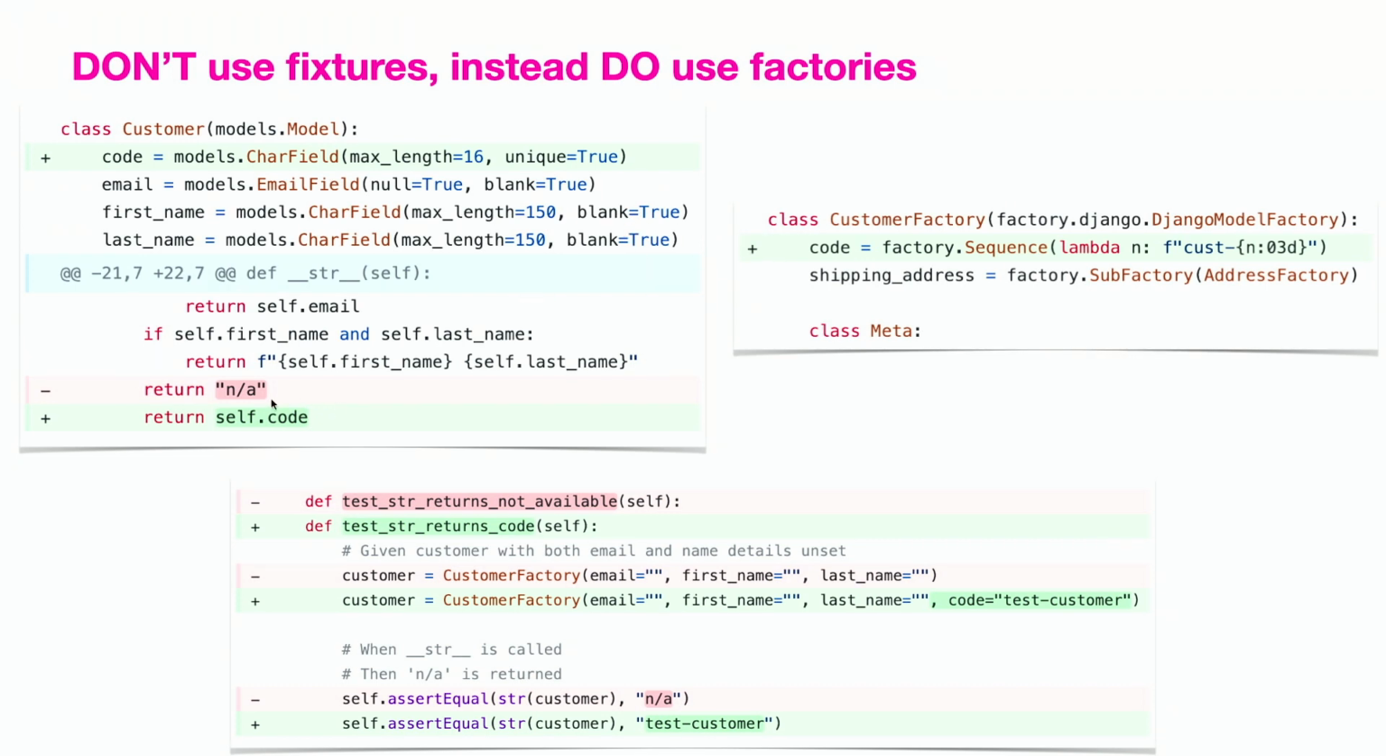In addition, I changed the previous function so that instead of returning not available, it returns the code, since it's not nullable. And the only test that I needed to change was this. I changed it from not available to return the code, and I'm passing the code so it's hard-coded, and I don't need to assert the customer code again. I can see what's happening here. So you can see that factories make test data management much easier.